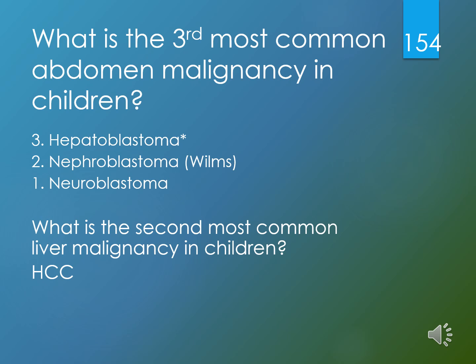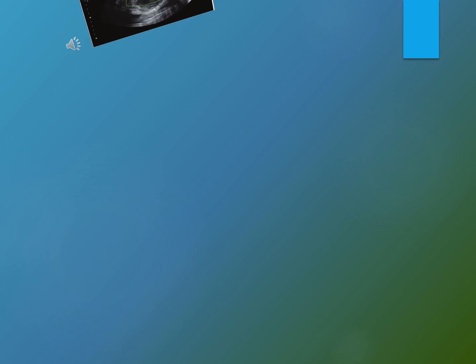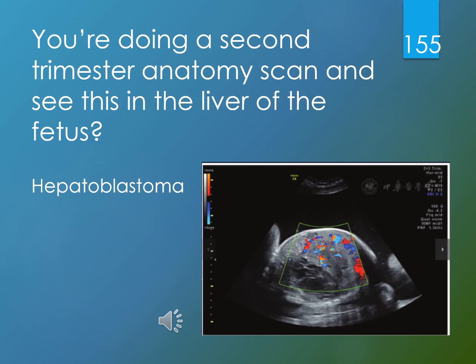What is the second most common liver malignancy in children? Hepatocellular carcinoma. You're doing a second trimester anatomy scan and see this in the liver of the fetus. What is this? It's a hepatoblastoma.